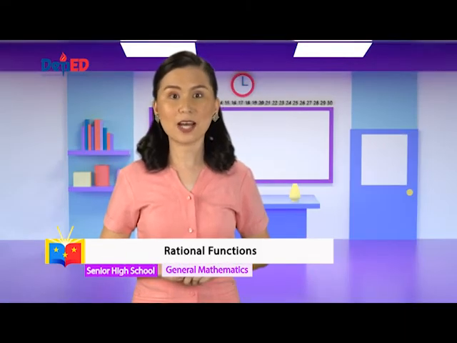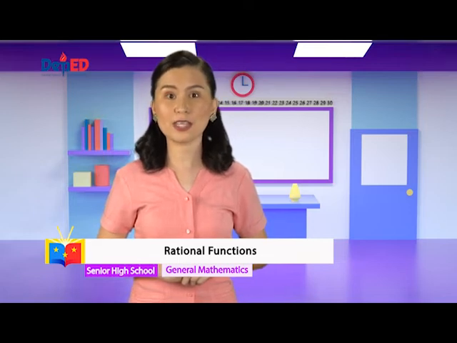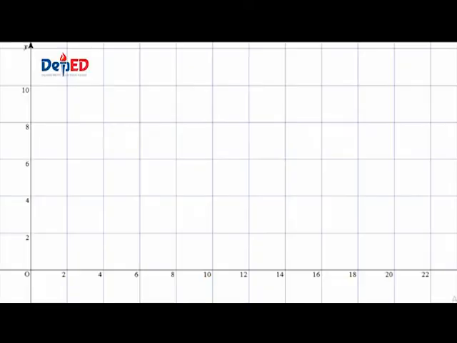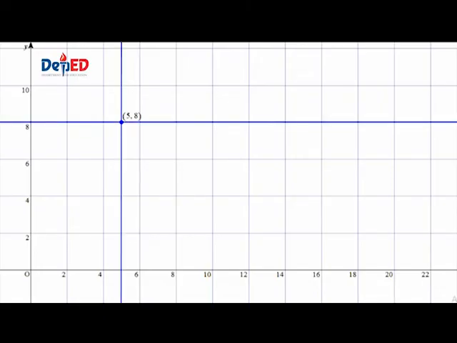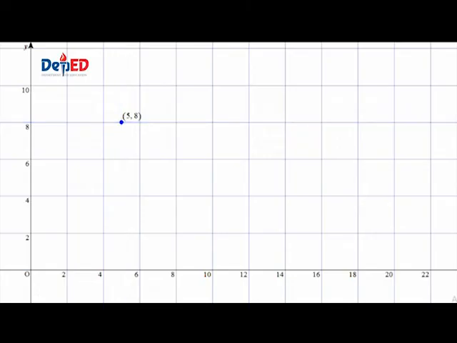Now, let's try plotting the following points and draw a graph that will pass through these points. The first point is (5, 8). So from 0, we go 5 units to the right and 8 units going up. That's our first point. The second one, we have (10, 4). That is 10 units to the right of 0 and 4 units above 0.